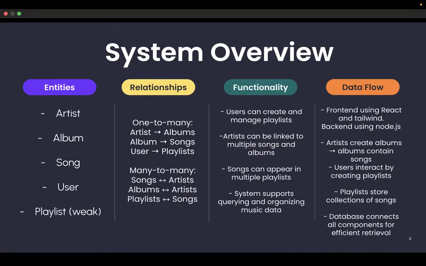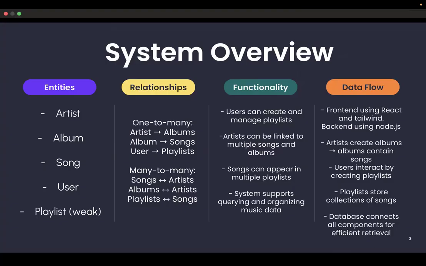And so a quick overview of our final project here. Some of the entities or tables in our database are artist, album, song, and user, while playlist is a weak entity dependent on the user. Some of the relationships in our database: one-to-many relationships include artist to album, album to songs, user to playlists, and the many-to-many relationships include songs to artists, albums to artists, and playlists to songs.